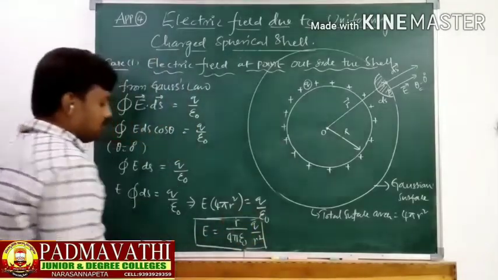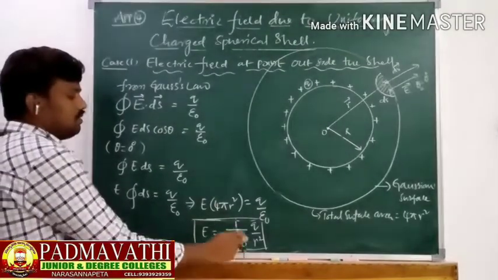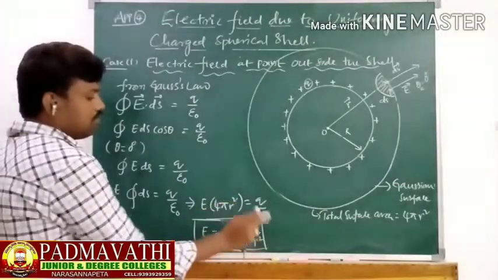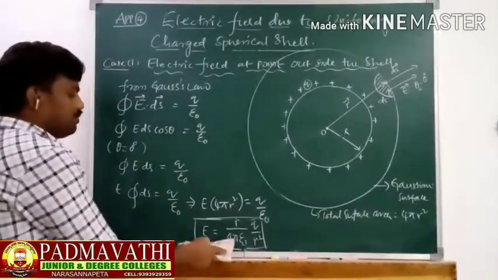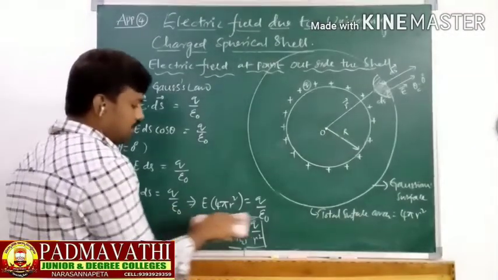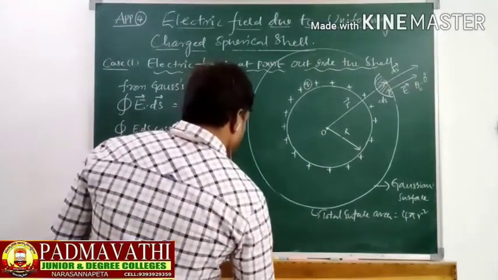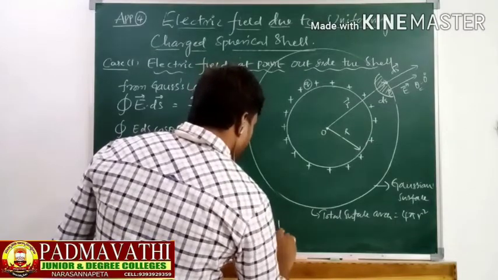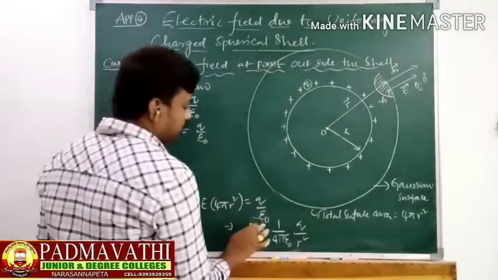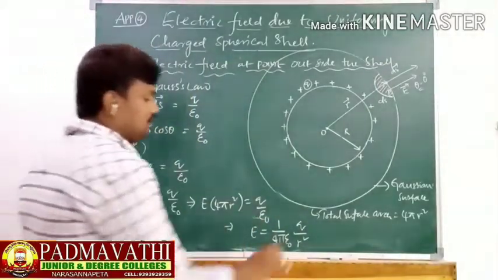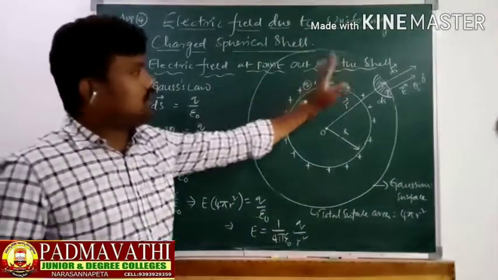You have to go with this. Are you able to understand this or not? Because 4 pi r square, if it comes down, becomes 4 pi epsilon naught, and this is q by r square. So here E must be equal to 1 by 4 pi epsilon naught q by r square. I will write it once again. E must be equal to 1 by 4 pi epsilon naught q by r square. So this is the formula. Note it down as the electric field at a point outside the shell.